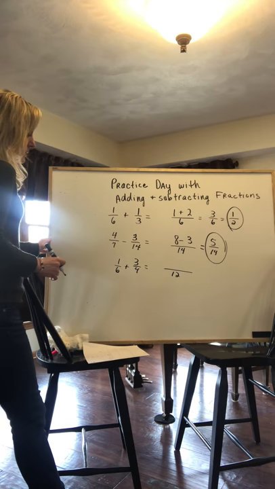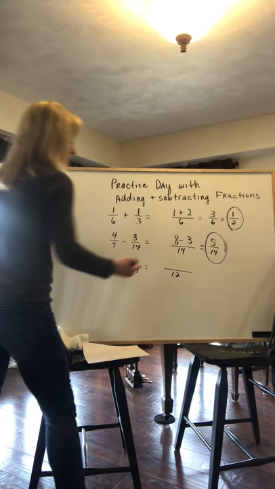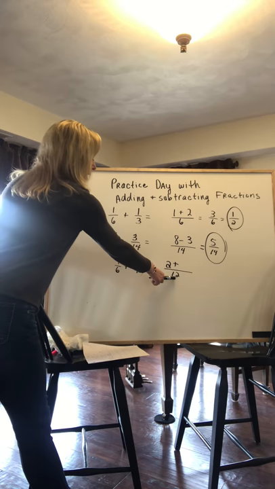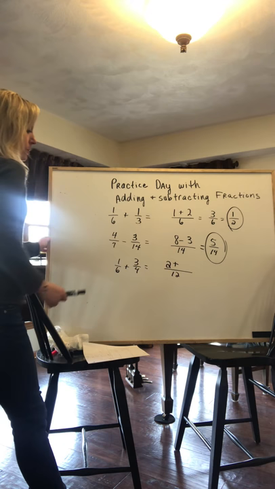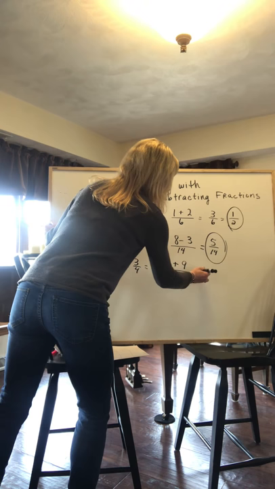So what do I multiply 6 by to get 12? Well, that's 2. 1 times 2 is 2. Plus, what do I multiply 4 by to get 12? Well, 4 times 3 is 12, so I have to multiply the numerator by 3. 3 times 3 is 9. 2 plus 9 is 11, and I have 11 over 12.